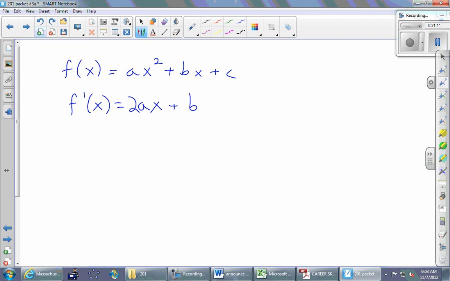If I want the vertex of the parabola, that is the turning point, could be a bottom or it could be a top, what's true about the derivative at the turning point of the parabola? It's 0, right? So it makes sense to take this thing and set it equal to 0. And we're trying to solve for x, so let's do it. 2ax equals what? Negative b, and then divide both sides by 2a. Negative b over 2a.